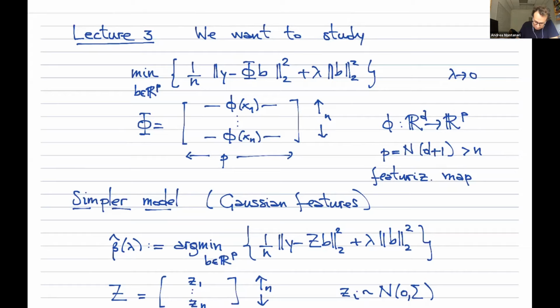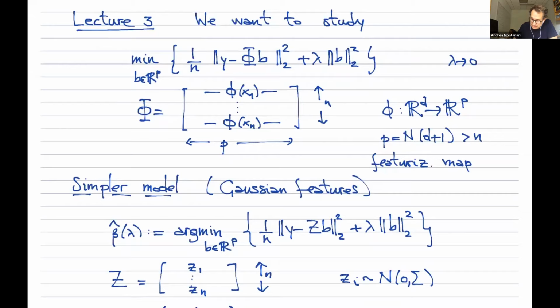What is inherited from the network is this design matrix Phi. Phi is a matrix with IID rows, and each row is obtained by applying a featurization map, lowercase phi, to a d-dimensional covariate vector. This maps R^d to R^p, where p, in the case of a two-layer network, is the number of parameters: the number of neurons times the dimension plus one.